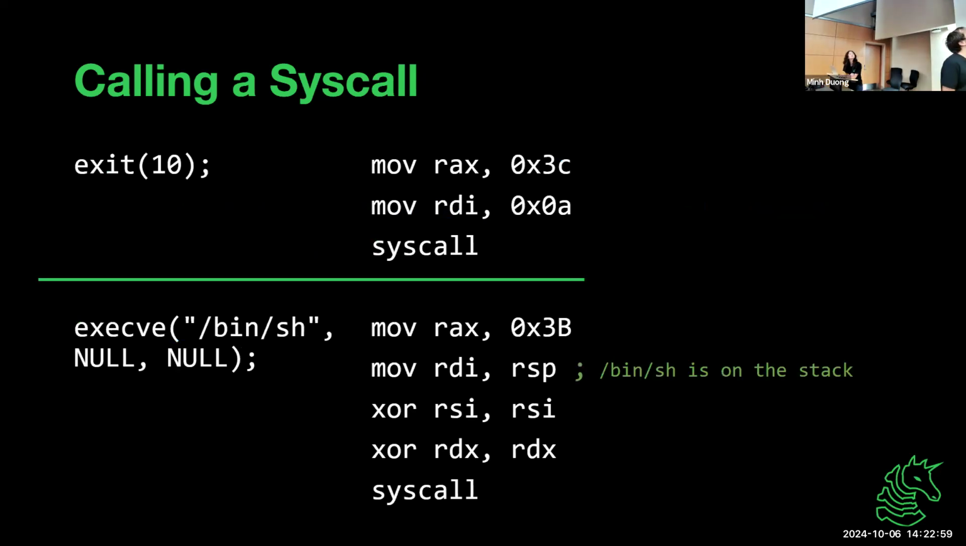So this is a couple examples of setting up some syscalls. If I want to exit with return code 10, I would move the exit ID into RAX and then move 10 into RDI and just call syscall, and that would kill my program.